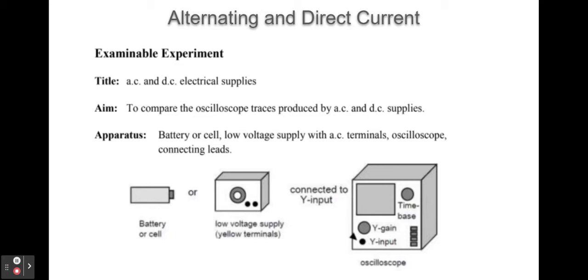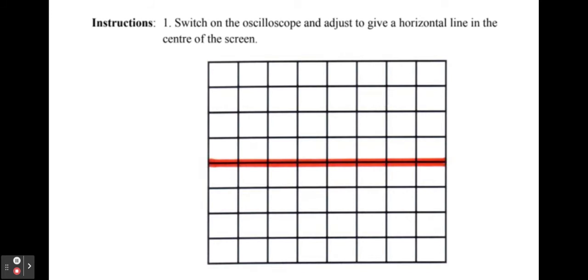Now, we can investigate how alternating and direct current look by using an oscilloscope. An oscilloscope lets us see electrical waves. So, if we switched on the oscilloscope and adjusted the horizontal line so that it crosses the center line, this is effectively a graph of voltage against time. So voltage, or current, we can think of on the y-axis, and time along the x-axis. And the line along the center of the oscilloscope indicates no current is flowing, or the voltage is 0 volts.